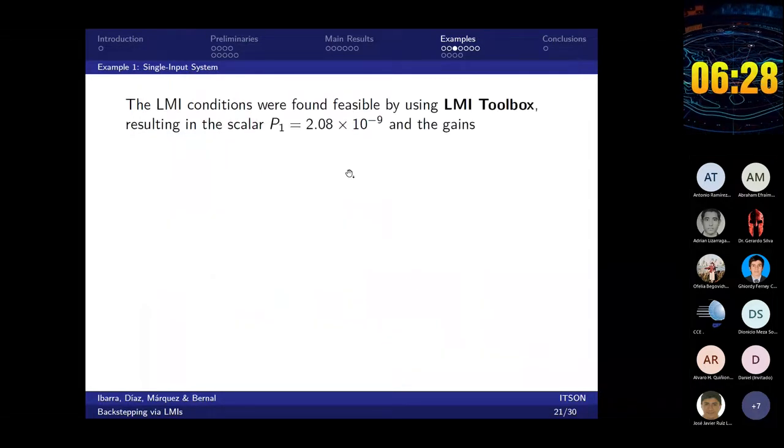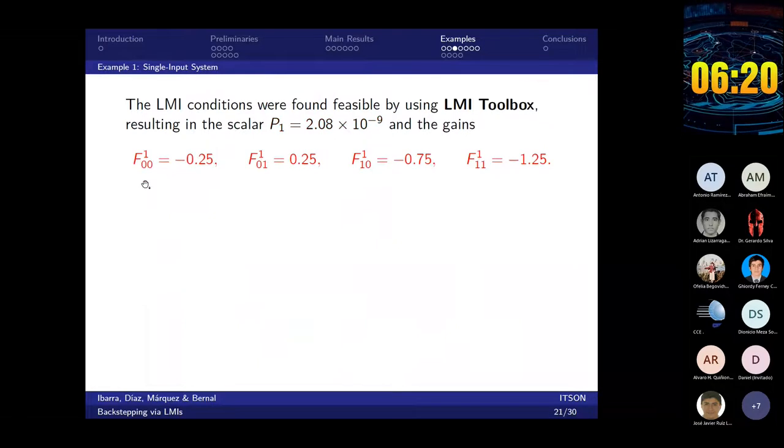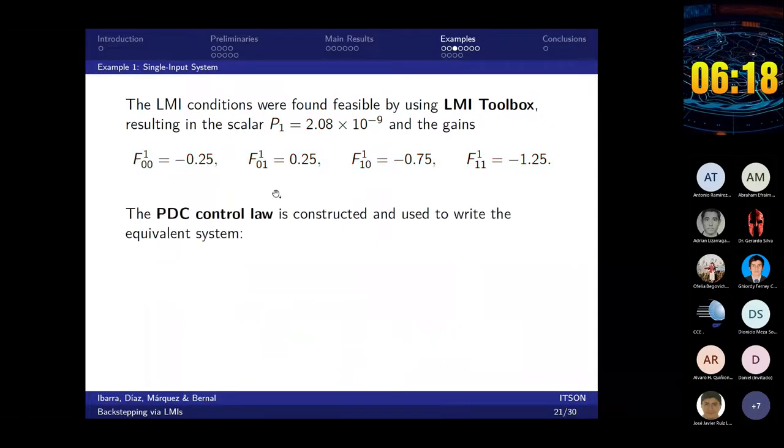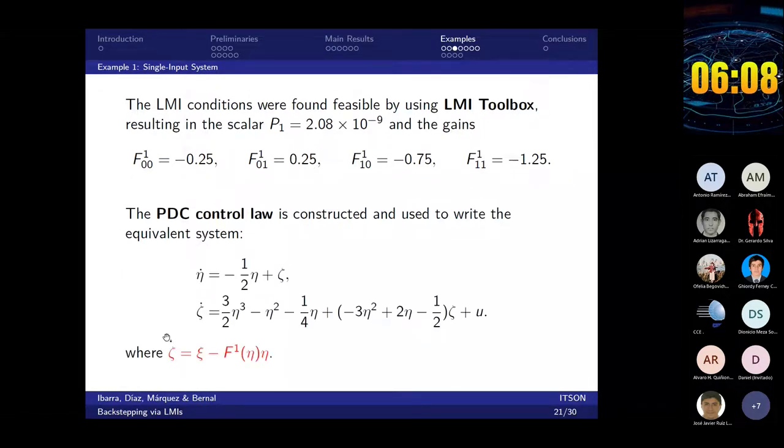Now, once the LMIs were programmed, the results were the scalar shown here and these gains. And with this, we constructed the PDC control law, and we use it to write this equivalent system below here, where theta is a change of variable as the one below here.